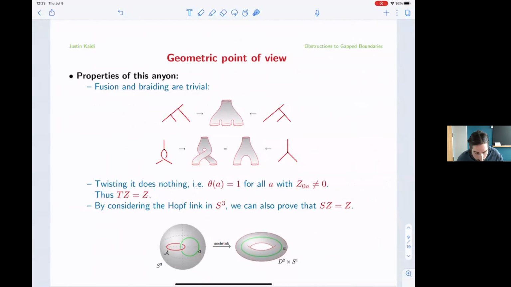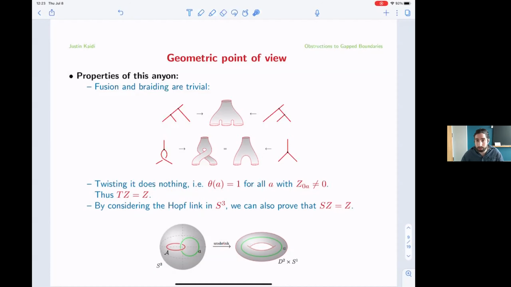First of all, it's pretty clear that the fusion and braiding of the fancy A anyon are trivial. This is just pictorial, really. If I start with this configuration of fancy A, then when I replace it with tubes, I get this, say, three-legged pair of pants. And then clearly I can shrink it to get this configuration. It's obviously the same. And likewise for braiding, it's just an empty tube. So these are clearly the same.